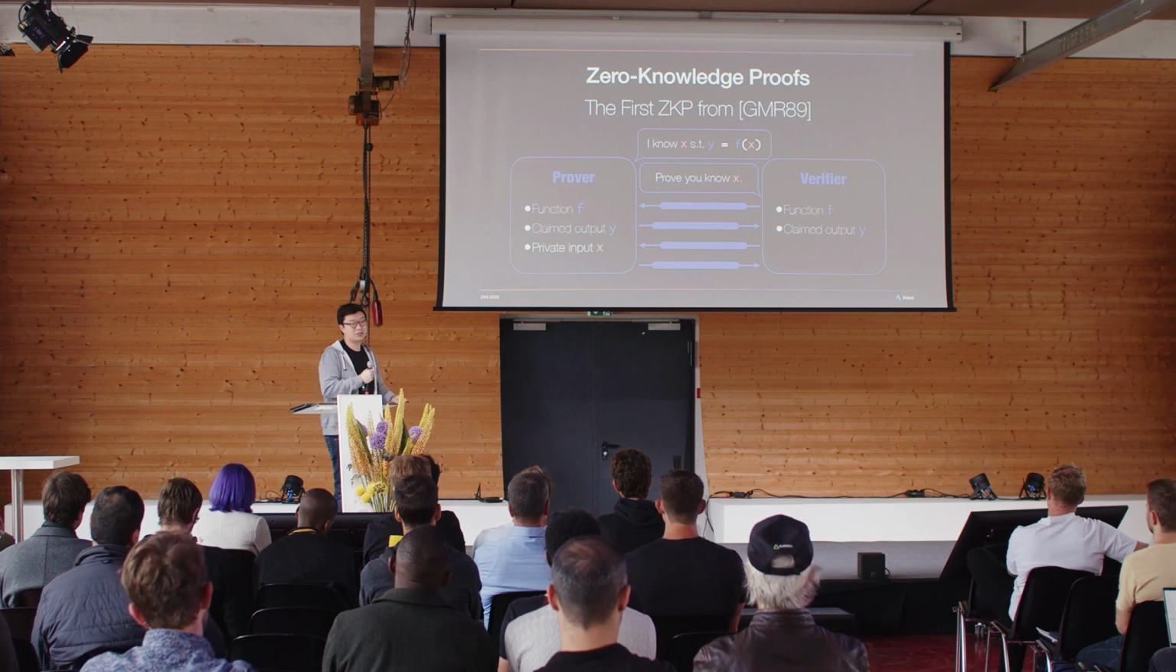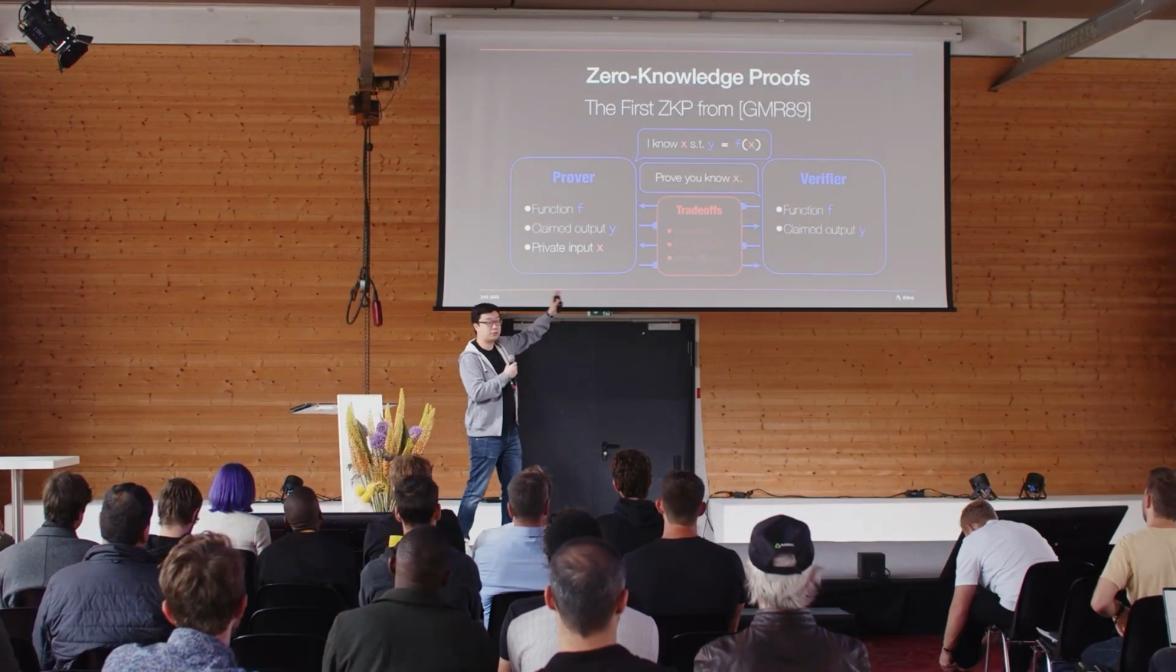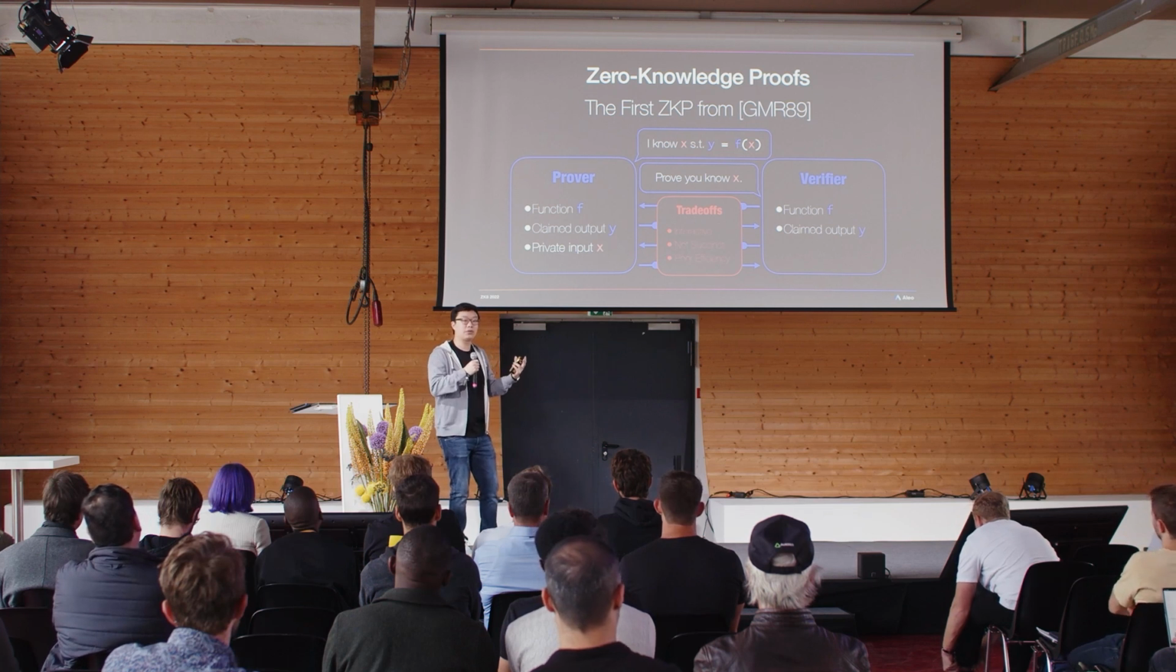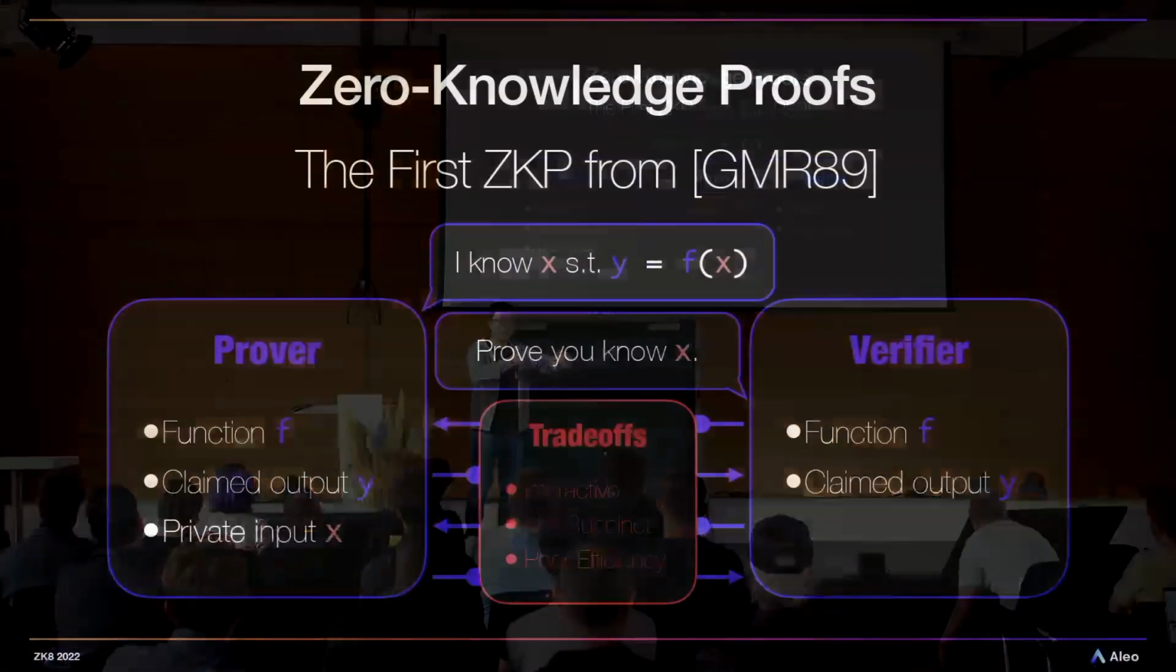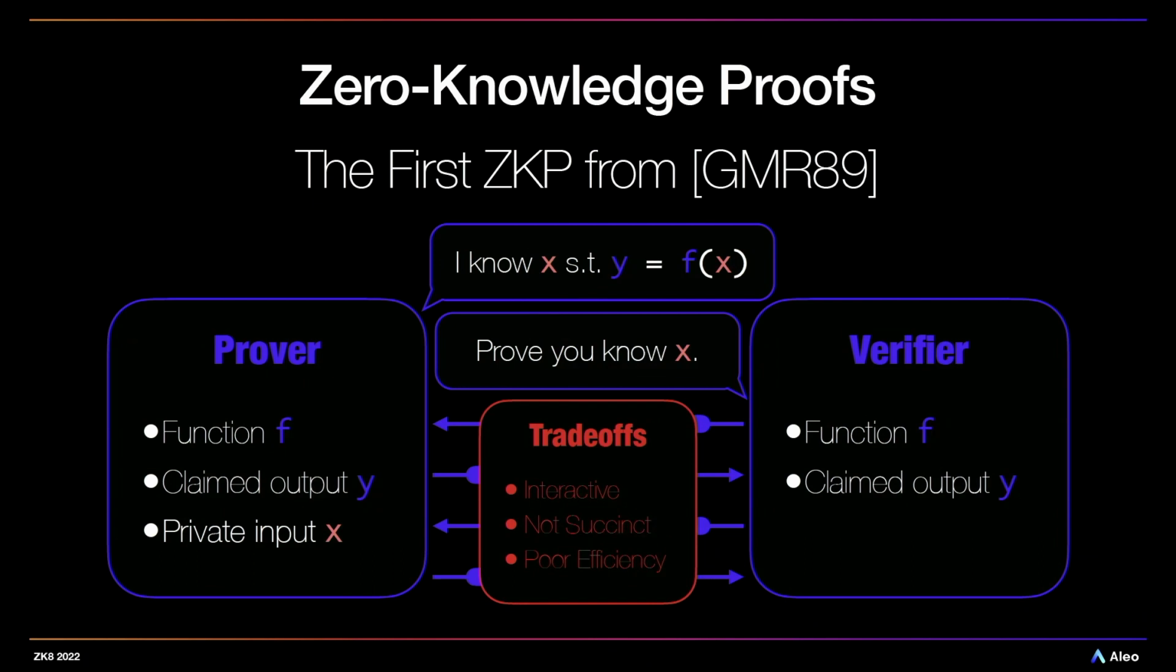But this, as you can imagine, from 1989, had a lot of trade-offs. First off, as you can see, it was interactive, and if you imagine that this is on the internet and you have two random strangers on the internet, asking both of these strangers to be online at the same time to communicate is a pretty big ask, and interactivity foundationally is therefore a challenge.